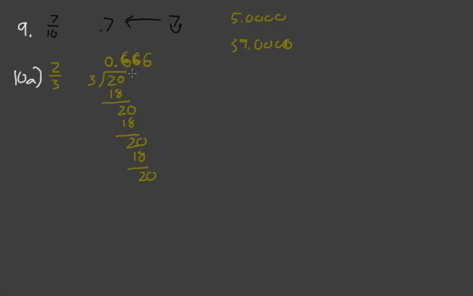So this is 0.666666. And you could either write this as 0.67, or you could say it's equal to 0.66 with a bar on top, like that. Both of those work. All right, let's make some more room.